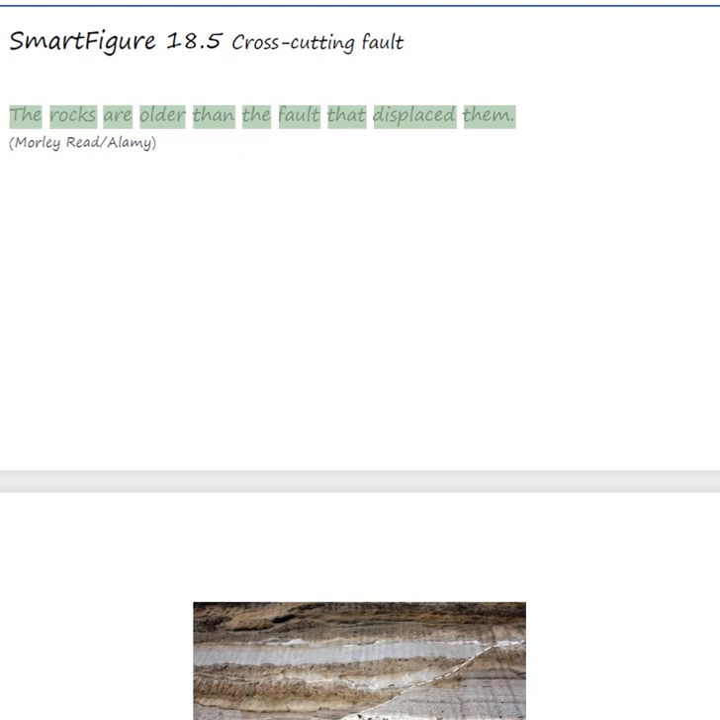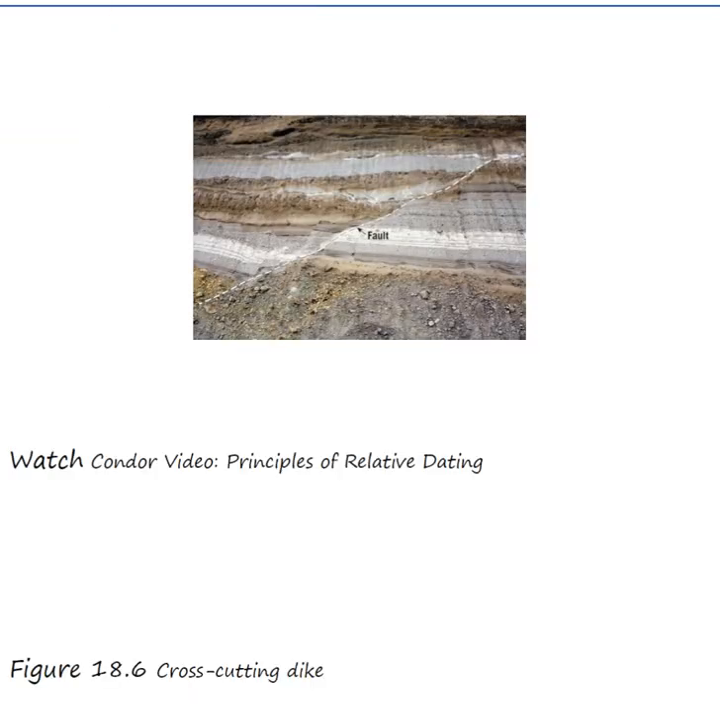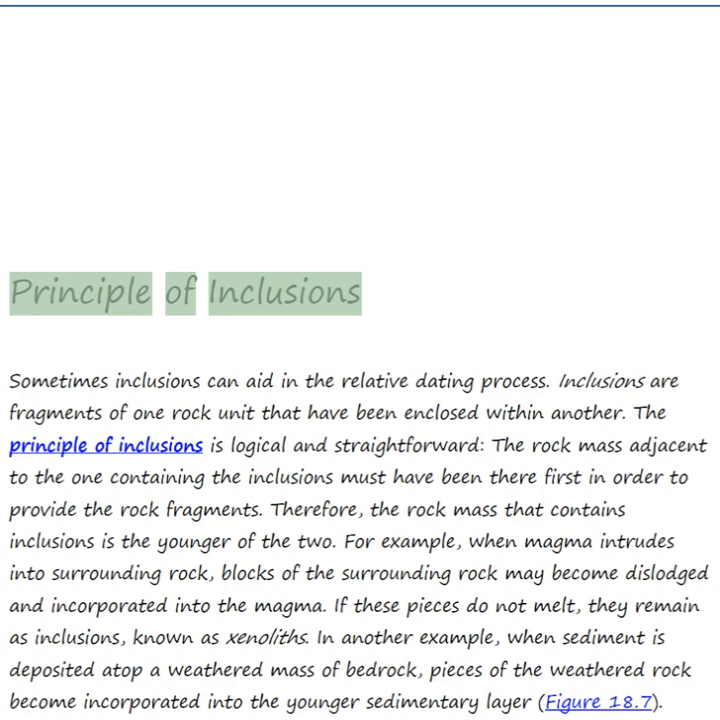The rocks are older than the fault that displaced them. Smart Figure 18.5 Cross-cutting fault. An igneous intrusion is younger than the rocks that are intruded. Watch Condor video, Principles of Relative Dating. Figure 18.6 Cross-cutting dike. Principle of inclusions.